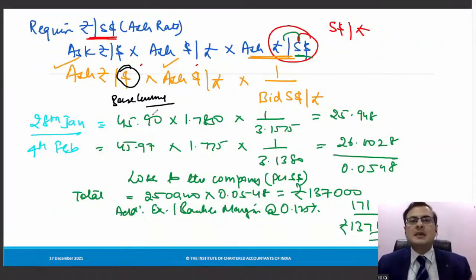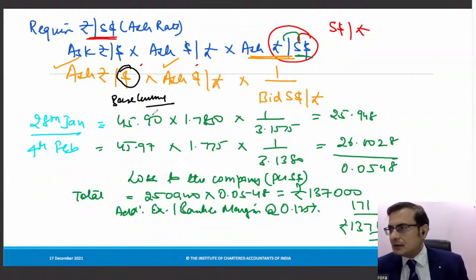The second step is whether I am supposed to take the bid rate or the ask rate. Is the bank selling to me or is the bank purchasing from me? Is the bank buying from me or selling to me? That is important. Sorry if I speak a little Hindi, because I know sometimes we understand better in that.